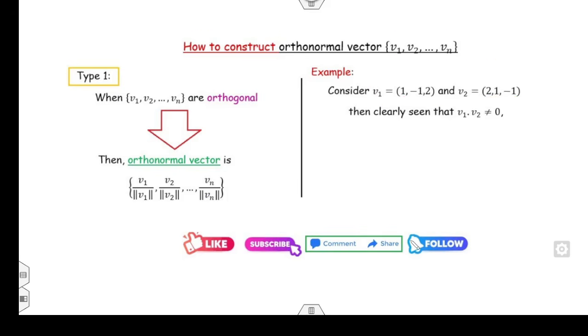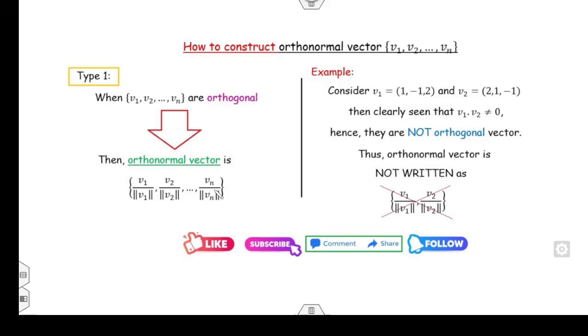Fine. Similarly, if you consider another v1 and v2, then clearly v1 dot v2 is 2 minus 1 minus 2, which is non-zero. That means the given set of vectors v1 and v2 are not orthogonal. If they are not orthogonal, then you can never use the concept of orthonormal vectors directly. For that case, we will utilize the concept of Gram-Schmidt.